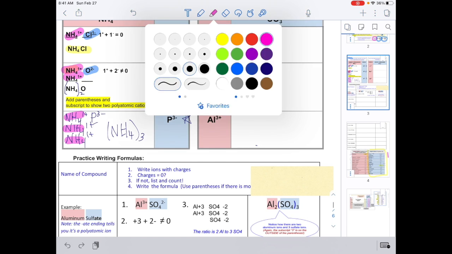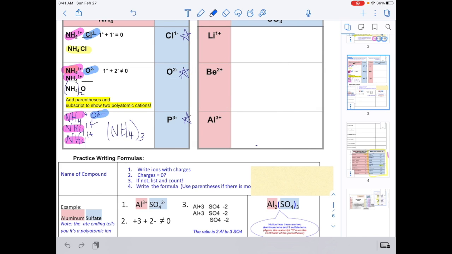And then I need only 1 P. So I'm going to put capital P with no subscript and no parentheses. We don't use parentheses when it's a single atom ion.